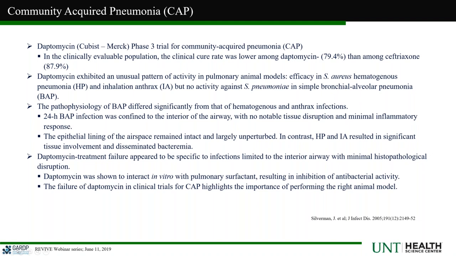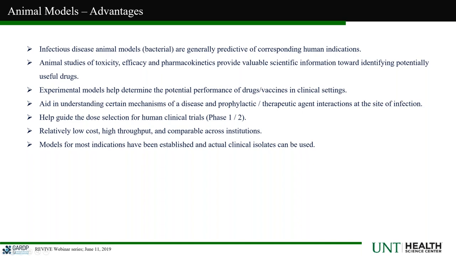So to summarize, the advantages of animal models, they're generally predictive for antibacterials of the corresponding human indications and efficacy. They're going to give you a lot of valuable information in terms of efficacy, toxicity, distribution, PK. They're going to aid in understanding the mechanism of disease, whether you need prophylactic or therapeutic treatment. They're going to help guide your dose in phase one and two trials, particularly if you couple efficacy models with PK/PD. Relatively low cost, you can do high throughput, and they're going to be able to use the bacteria of the indications you want to use.